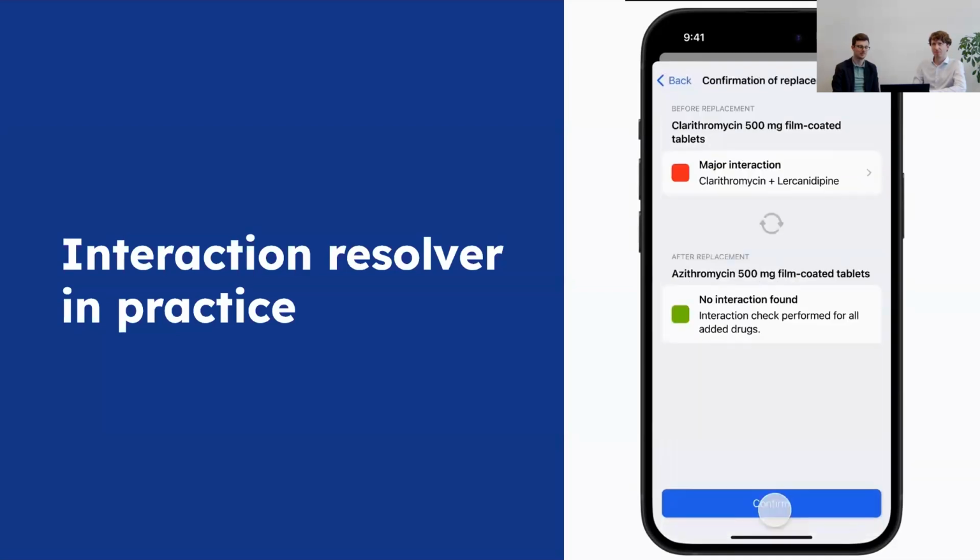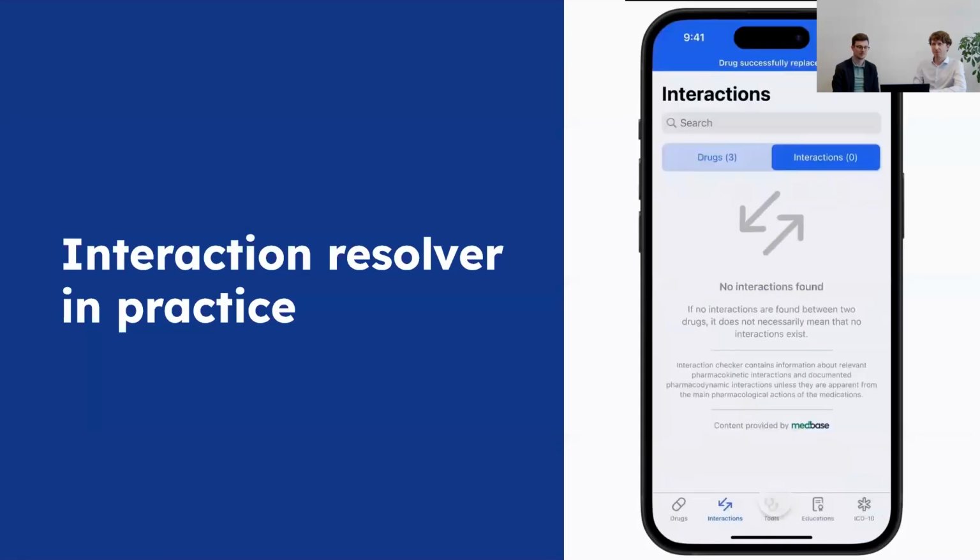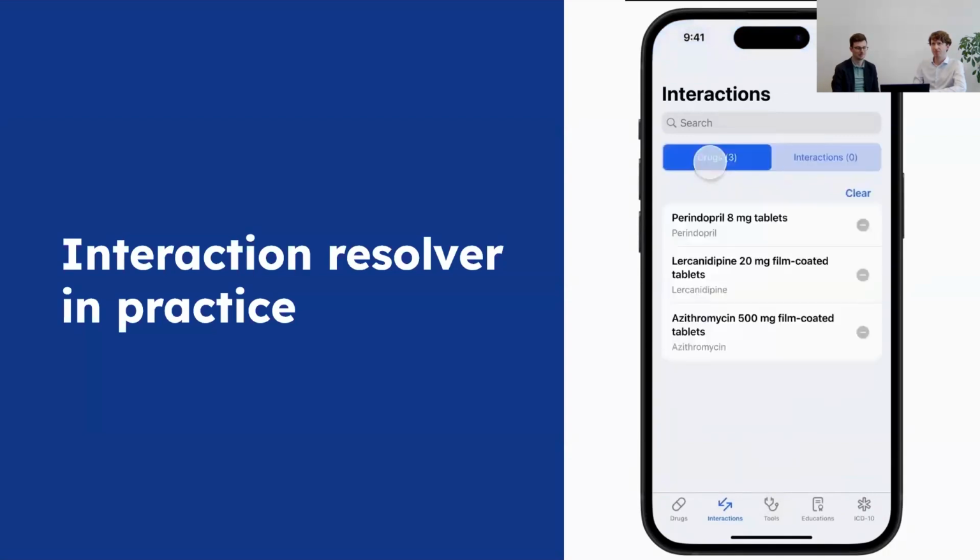We're then shown a preview of what is about to happen if we proceed with the replacement. In this case, by replacing clarithromycin with azithromycin, we will resolve the interaction completely. So we tap Confirm, and we see that there are no more interactions and that clarithromycin on the drug list has been replaced by azithromycin.